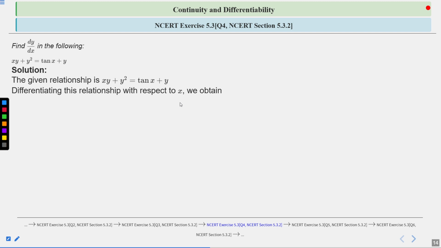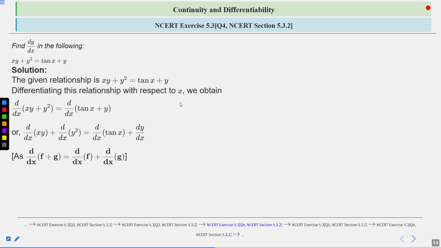Now differentiating this relationship with respect to x, we obtain d upon dx of xy plus y square is equal to d upon dx of tan x plus y, right? Or d upon dx of xy plus d upon dx of y square will be equal to d upon dx of tan x plus dy by dx. As we know that d upon dx of f plus g is equal to d upon dx of f plus d upon dx of g, we get y times dx upon dx plus x times dy upon dx plus 2y dy by dx will be equal to sec square x plus dy by dx, right?